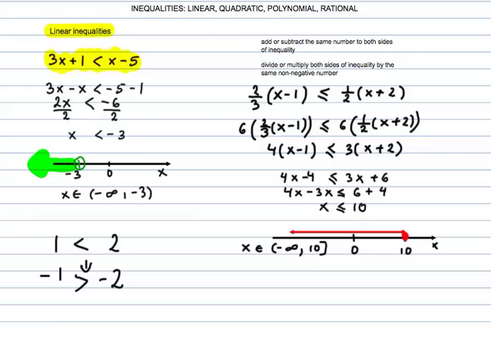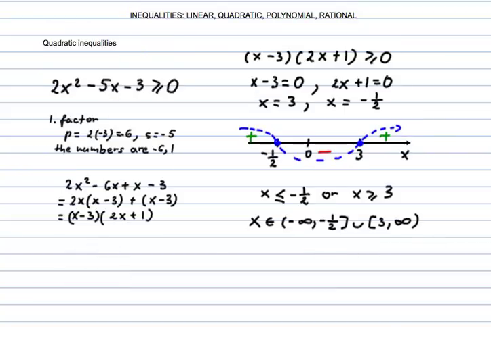The next example will be on finding solutions to quadratic inequalities. So the variable x will be to the power of 2. So let's start the next example. Quadratic inequalities: you have 2x squared minus 5x minus 3 is greater than or equal to 0.